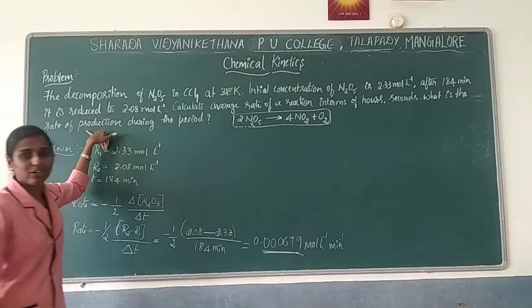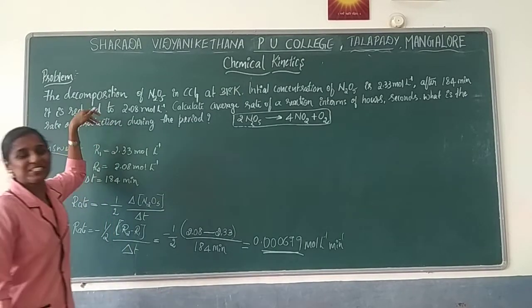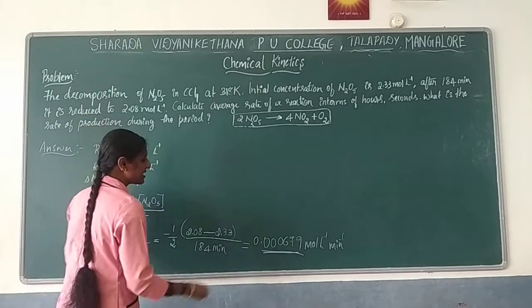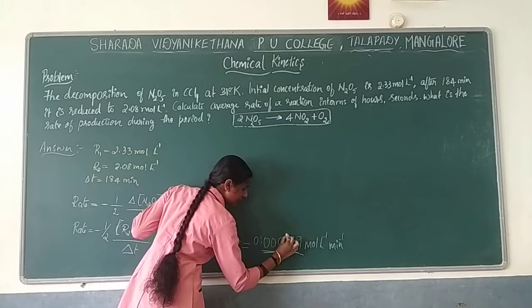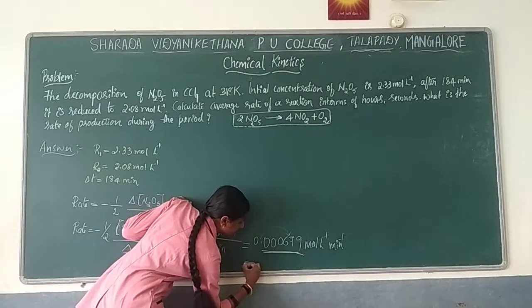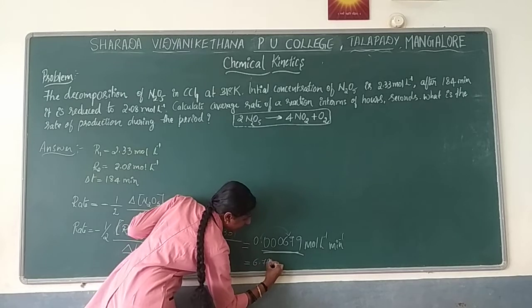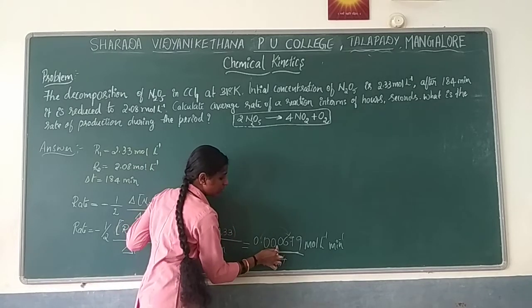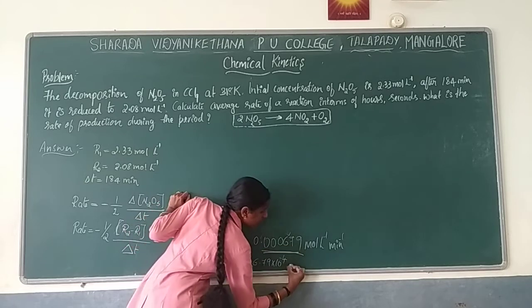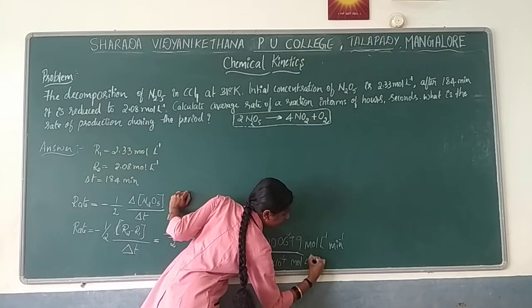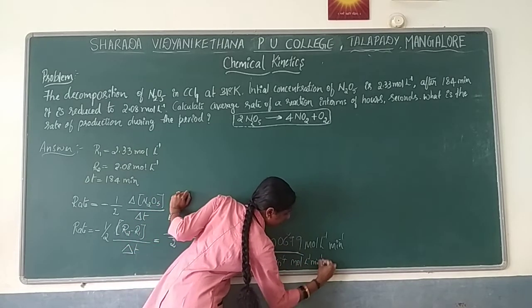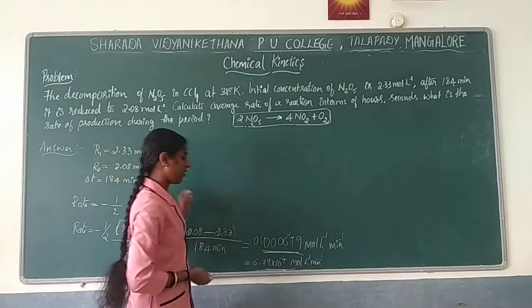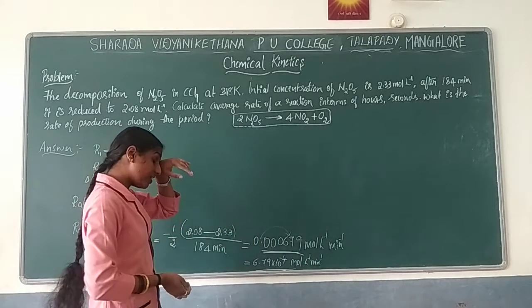Still you need to find out in terms of hours and seconds, as well as you are supposed to find out the rate of production. Okay. So now what you are supposed to do is this. You can change the decimal point over here, so that it comes as 6.79 into 10 to the power minus 4. 1, 2, 3, 4. Okay. So mole per liter per minute. So in this way also you can write. Anyhow, both are correct.